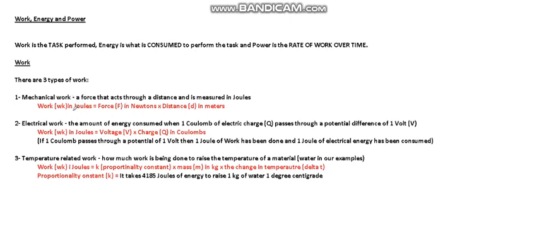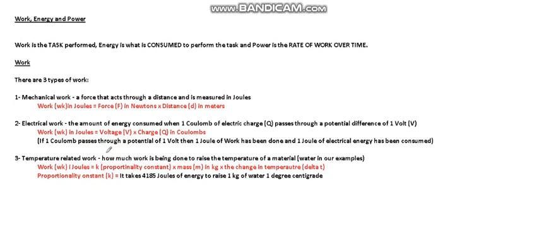So that's mechanical work. Electrical work is the amount of energy consumed when 1 coulomb of electric charge passes through a potential difference of 1 volt. The formula for electrical work is in joules with voltage times the charge in coulombs. And the reasoning there is if 1 coulomb passes through a potential of 1 volt, then 1 joule of work has been done and 1 joule of electric energy has been consumed.